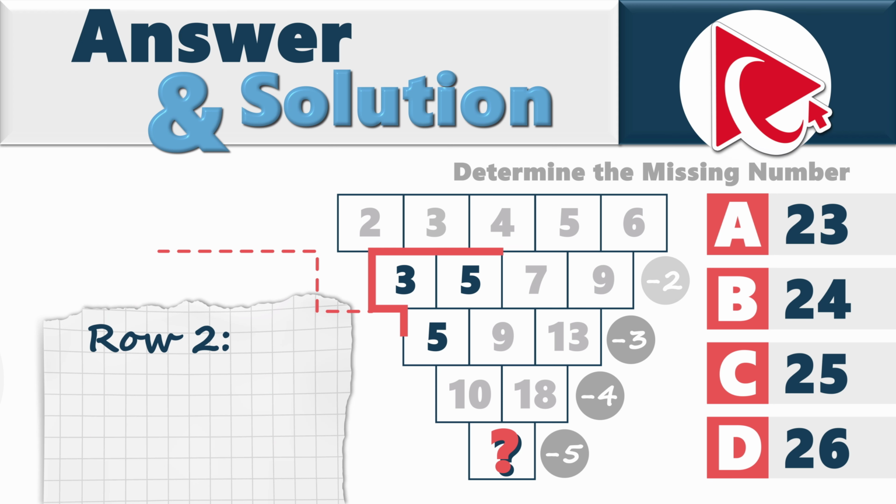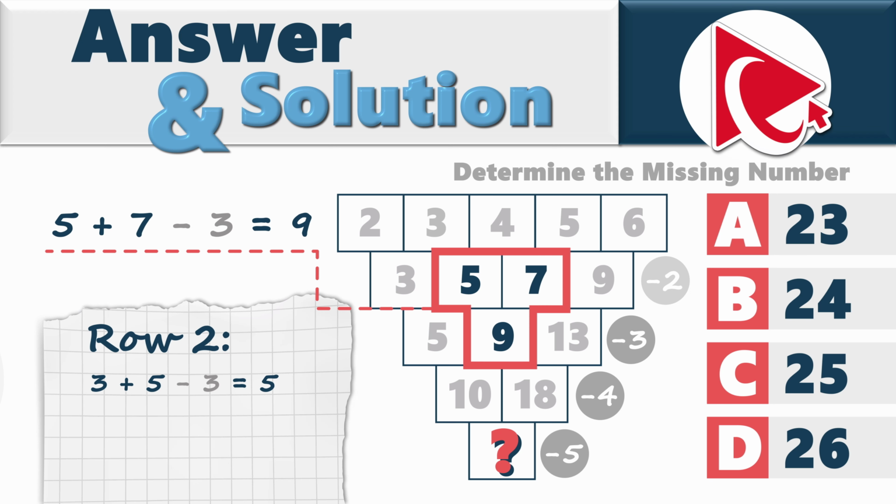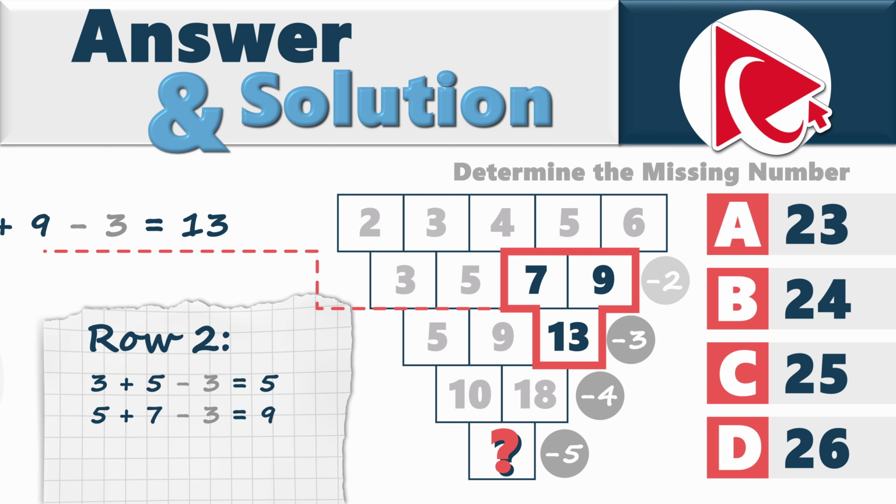Let's switch to row 2. 3 plus 5 minus 3. Now 3 is the new decrement, right? Because the decrement is also increasing. So 3 plus 5 minus 3 equals 5. 5 plus 7 minus 3 equals 9. 7 plus 9 minus 3 equals 13.